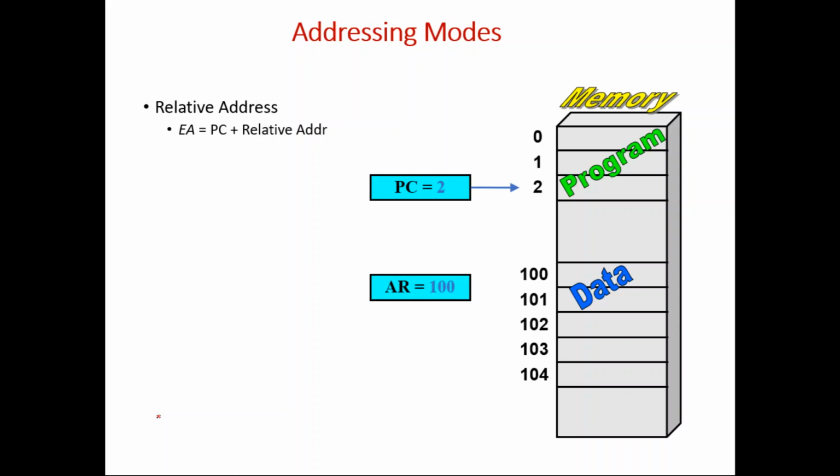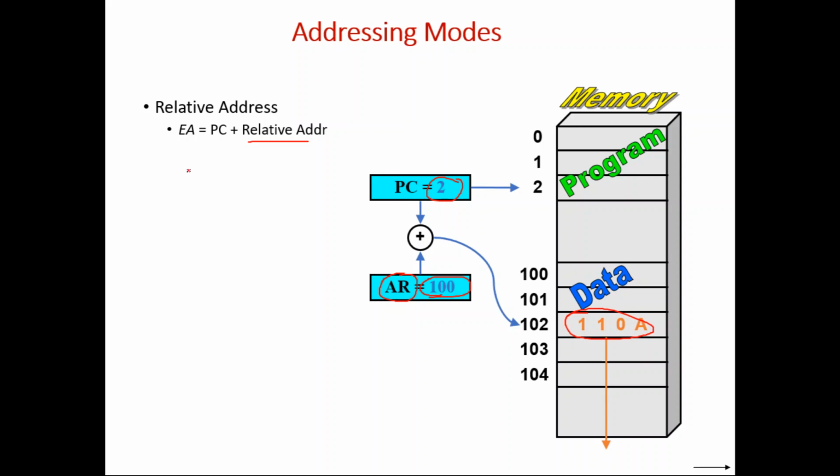So this diagram just shows how relative addressing works. If the program counter contains 2, and the constant RA stands for relative address. If the relative address is 100, then it will add 100 plus 2, which is 102. So the data available at location 102 will be fetched.